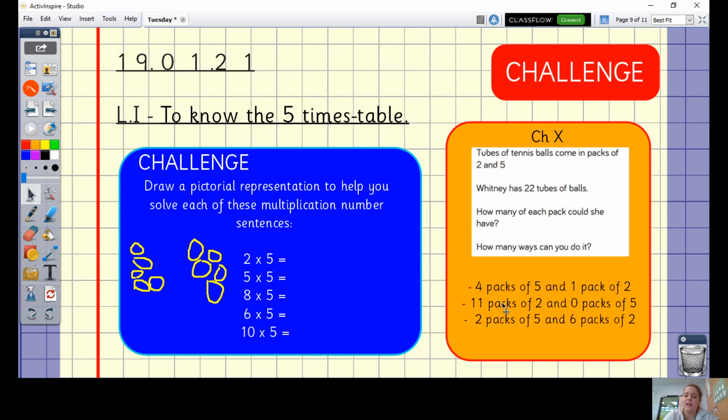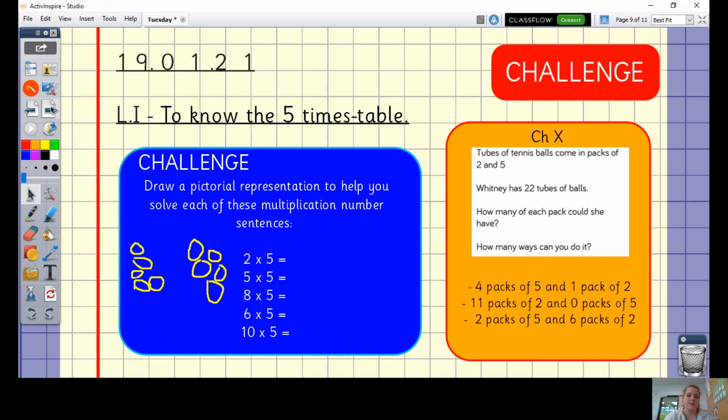So the options are, you could have 4 packs of 5 and 1 pack of 2. So 4 packs of 5 would make 20 tubes, and then the pack of 2 would make the 22. You could have 11 packs of 2 and no packs of 5, or you could have 2 packs of 5, which would make 10, and 6 packs of 2, which would make 12. So 10 and 12 would make the 22. Okay, so it is a mixture of the 5 and the 2 together rather than separate.